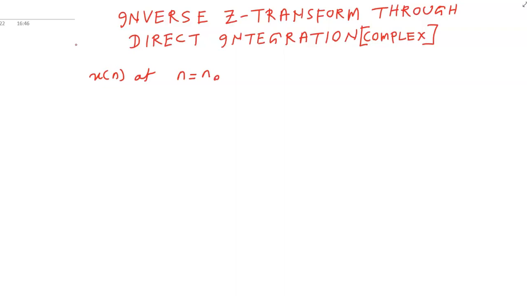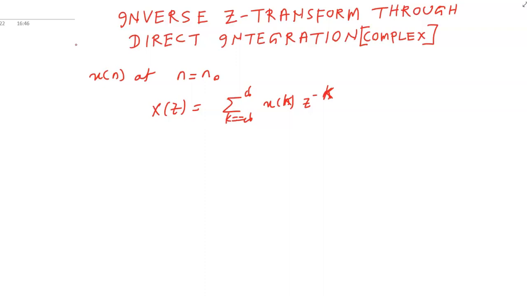So let us discuss. First of all, we know that X of z is equal to the summation over k from minus infinity to infinity of x of k z to the power minus k. In this summation, the variable is k, because we have the summation from minus infinity to plus infinity.